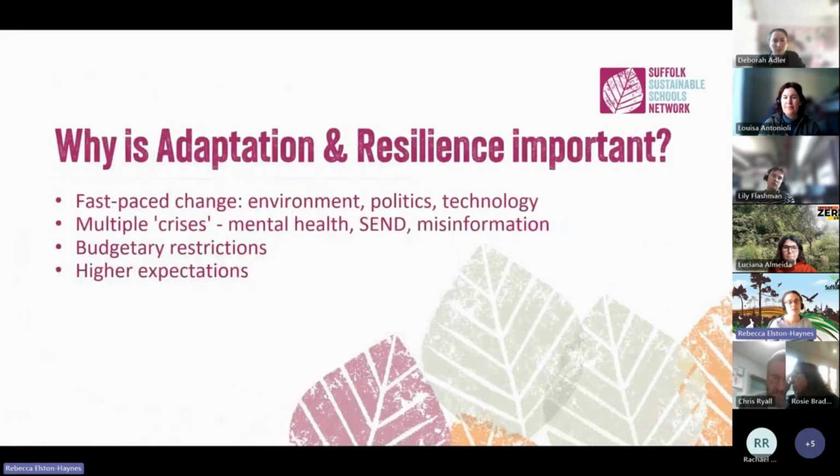So why is it important? Well, we're obviously living in a really fast-paced landscape that's changing all the time. Our environment's changing, our politics are becoming quite extreme in nature and are very changeable, and then we are facing massive advances in technology. So we do need to look ahead and think about how we're going to cope with these changes.